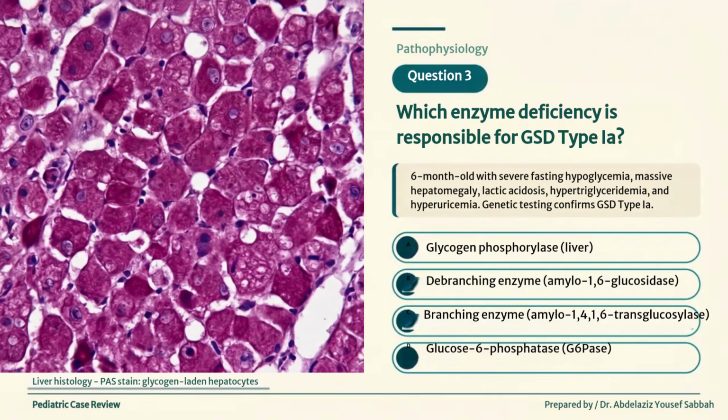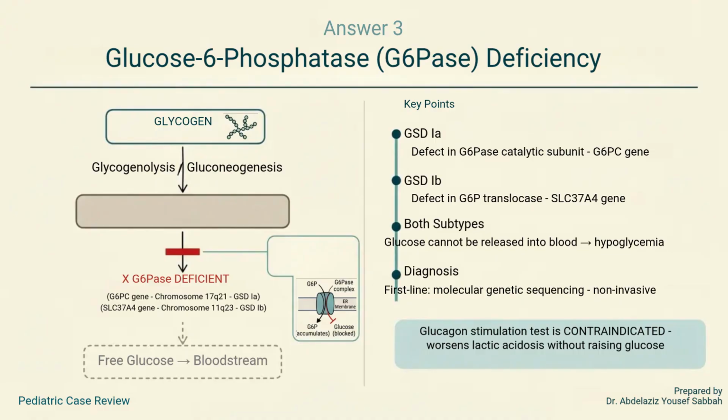Question 3. A 6-month-old presents with severe fasting hypoglycemia, massive hepatomegaly, lactic acidosis, hypertriglyceridemia, and hyperuricemia. Genetic testing confirms Glycogen Storage Disease Type 1A. Which enzyme deficiency is responsible for Glycogen Storage Disease Type 1A? Option A, glycogen phosphorylase in the liver. Option B, debranching enzyme, amylo-1,6-glucosidase. Option C, branching enzyme, amylo-1,4-to-1,6-transglucosylase. Option D, glucose-6-phosphatase. The correct answer is option D, glucose-6-phosphatase deficiency.